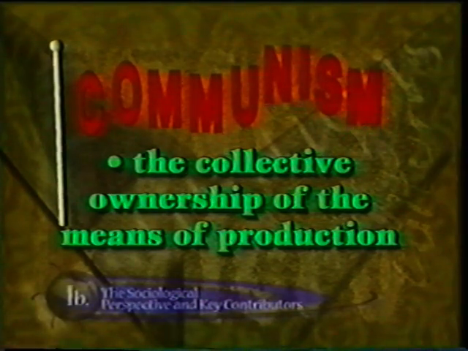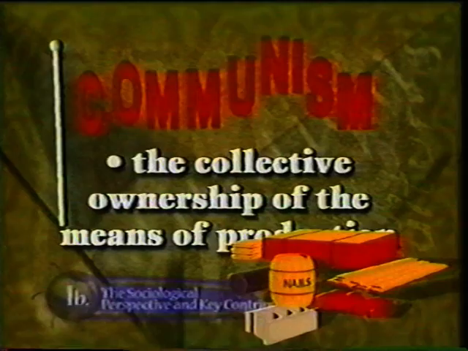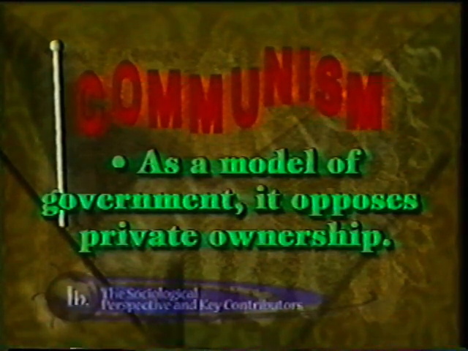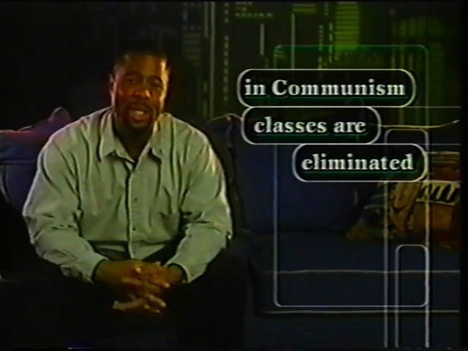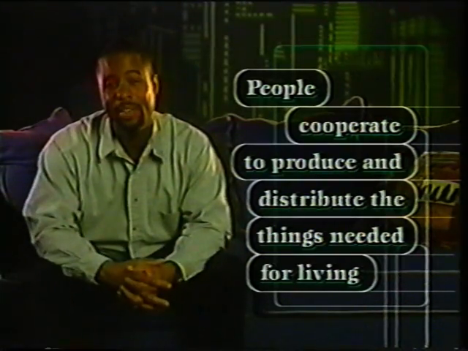Communism is the collective ownership of the means of production: factories, tools, raw materials, etc. As a model of government, communism opposes private ownership. The factories could then be owned collectively by the workers themselves, and things would be equal. So in communism, classes are eliminated. People would cooperate in producing and distributing the things needed for living.